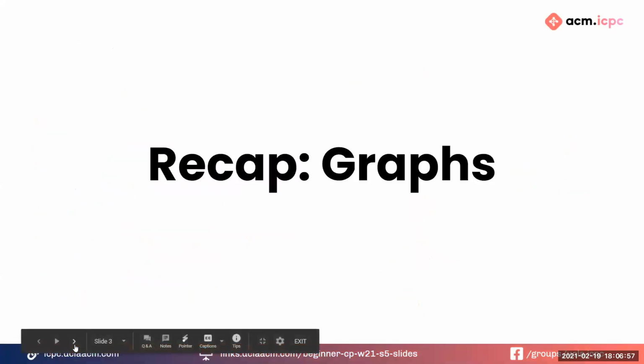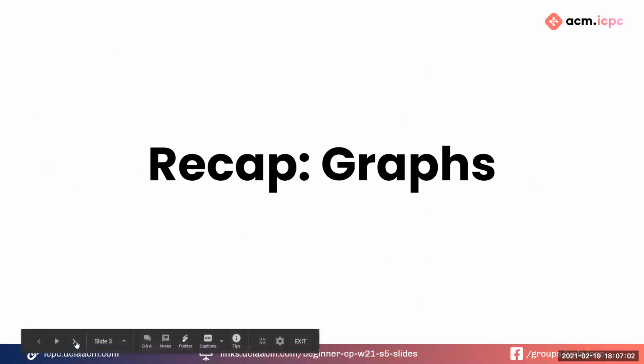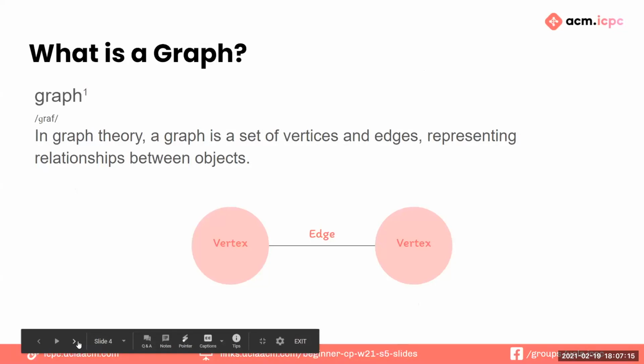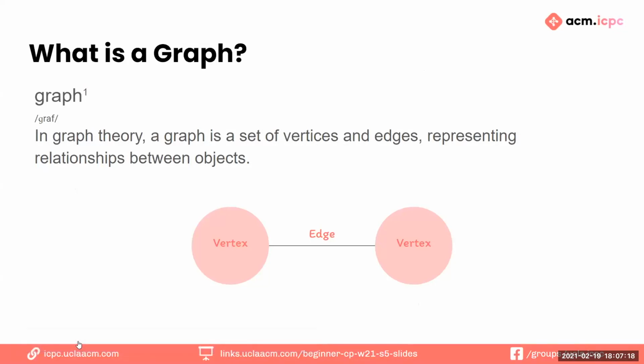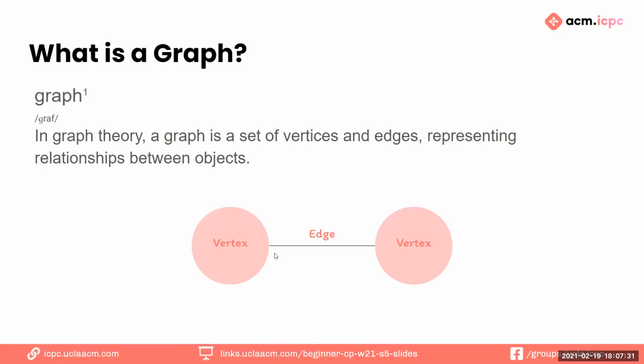Okay, so here's our little recap on graphs. Let me know if I go a little quickly. I'm assuming everyone here has already seen the graphs presentation, but if you guys need me to go a little slower, then just let me know. Okay, so what is a graph? In graph theory, a graph is a set of vertices and edges representing relationships between objects. We usually represent vertices as dots and edges as lines between those dots. And it turns out you can represent a lot of different things with graphs.